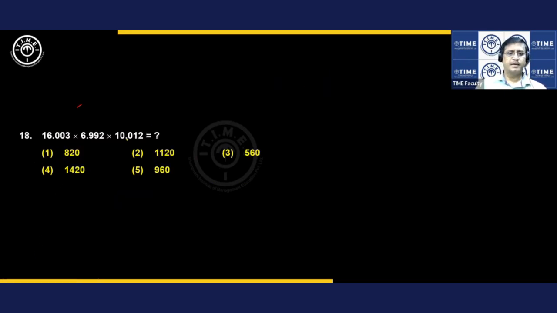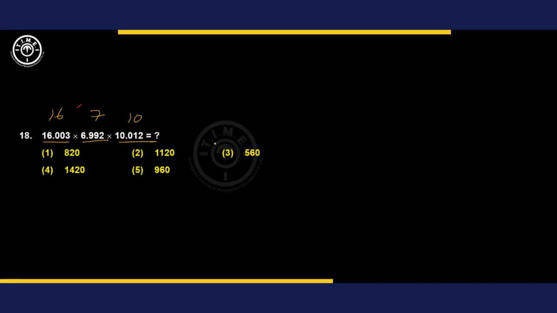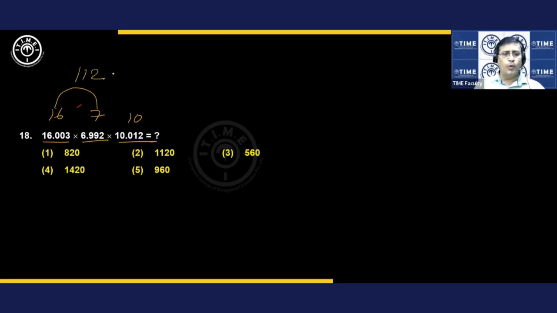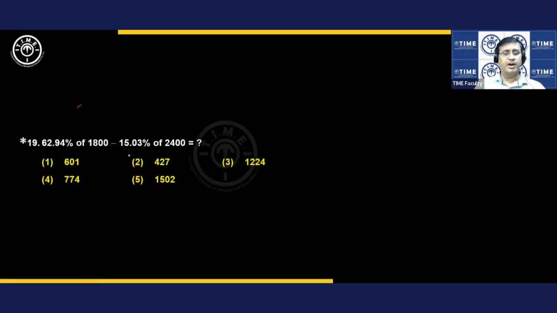Next example. Here it is 16. What about this value? 7 approximately. And here I am taking this as 10. Now just observe. Option 2. The product of these two numbers is 112, and 112 into 10. You are right, option number 2. Multiplication with 10, division with 10 is very simple and easy. Take advantage of it.